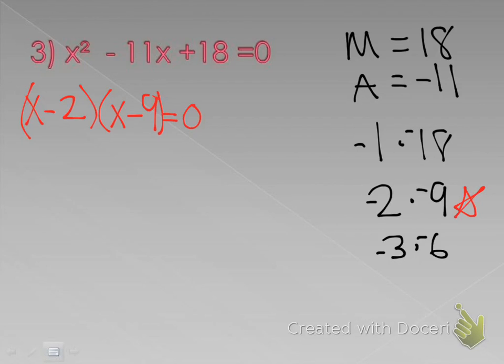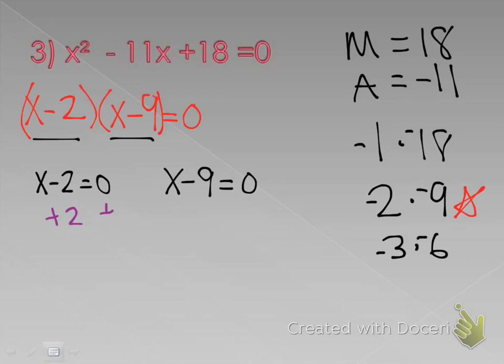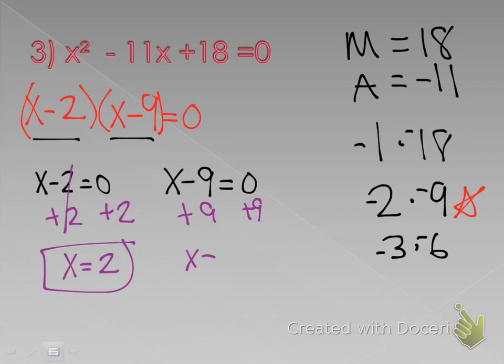Set them equal to 0. Then what? X minus 2 equals 0. Yep, x minus 2 equals 0. X minus 9 equals 0. Then what? Plus 2, plus 9. Good. Add 2. So x equals 2. Back here we add 9, so x equals 9.